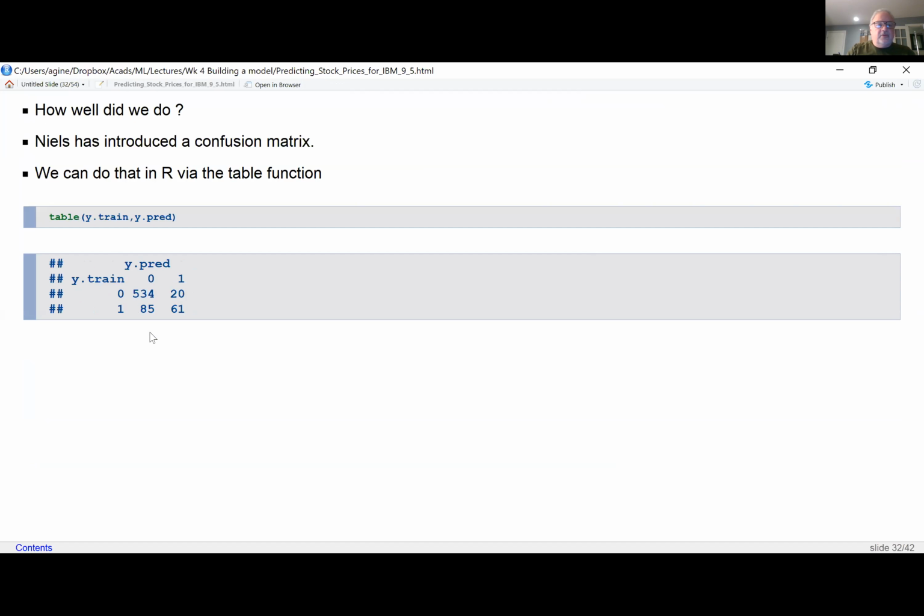Okay, so we can see how well it does. Niels gave the confusion matrices, and in R there's just a general table function that allows you to compare things. So we can actually see the training value of 0 and 1 and the prediction value. They agreed mostly when it was 0 and 0. But if the training value was 1, it predicted 0 85 times and 1 61 times. So, you know, that's what it is. It's better than, it's 140, so 20% of 140 would be about 30.